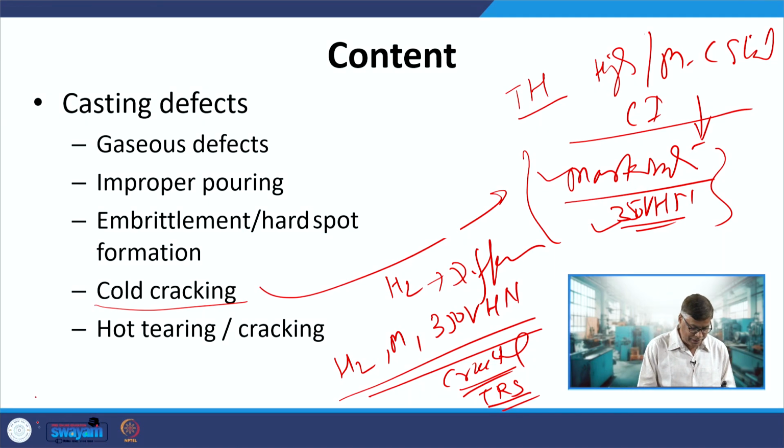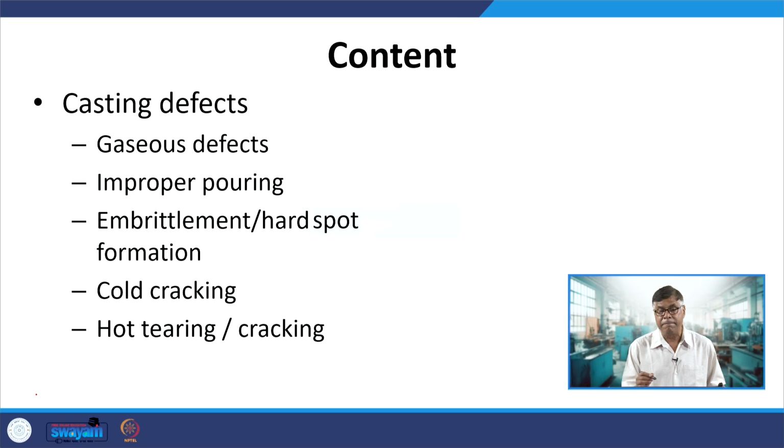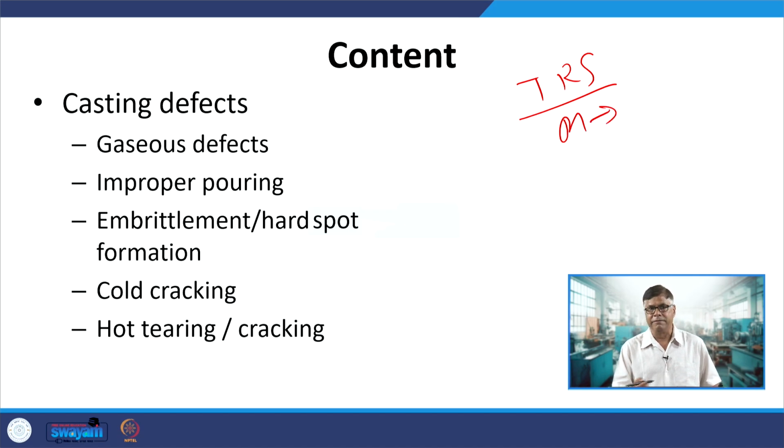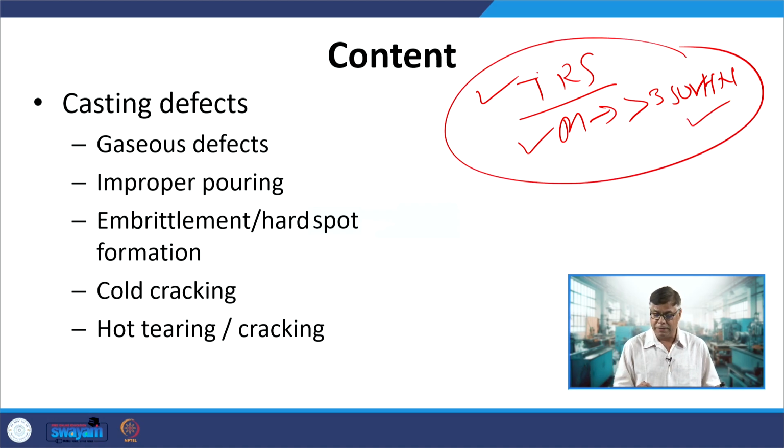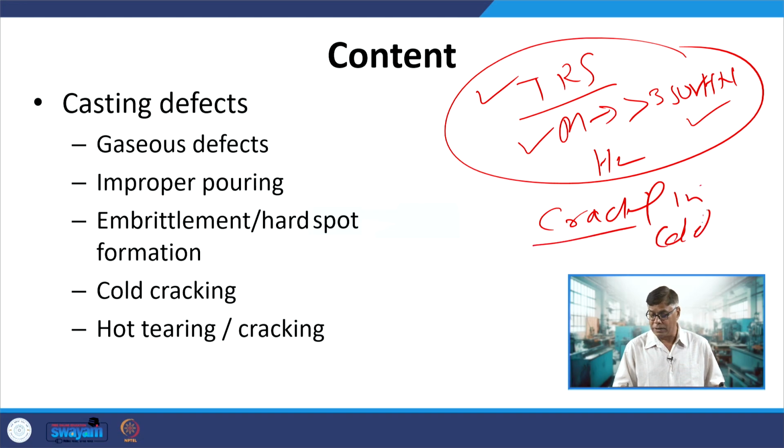So, in a casting, if the design is unfavorable, promoting tensile residual stresses, leading to martensitic transformation due to the high hardenability and the rapid cooling rate, coupled with a high hardness of 350 VHN or more, then if residual stresses, martensitic formation and high hardness are happening together, coupled with the hydrogen content, this will promote cracking even in the cold condition, when the casting has cooled down to room temperature.